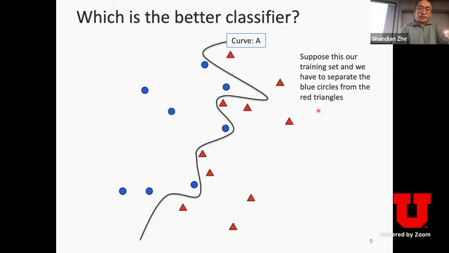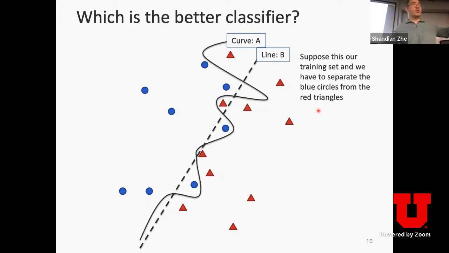And the second choice is that, okay, I'm going to draw a rough line, which kind of crosses the border or interface between these red triangles and the blue circles, right? But obviously, this is quite rough, and it's not as delicate and fine-grained as curve A. The question again is, which classifier, line B or curve A, do you believe will work better in generalization?